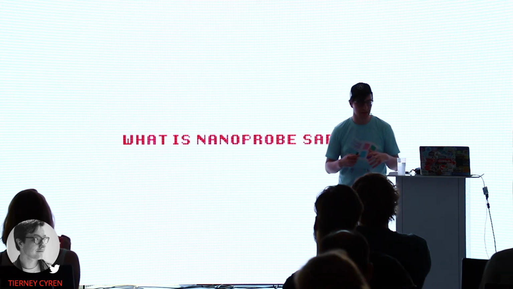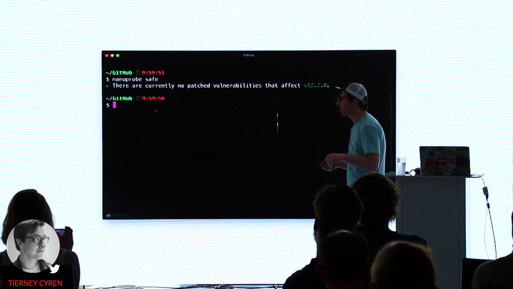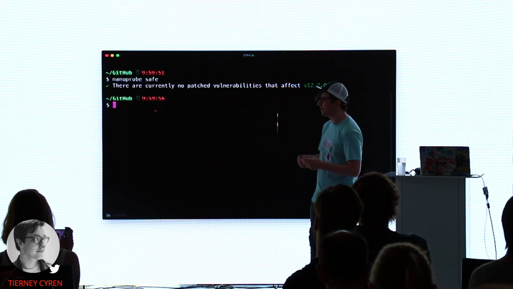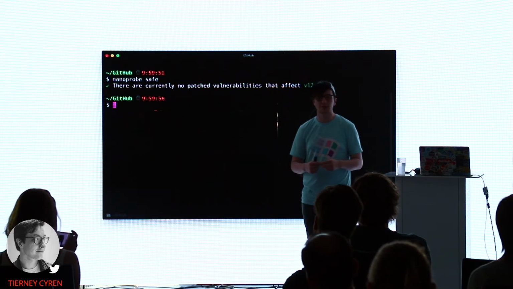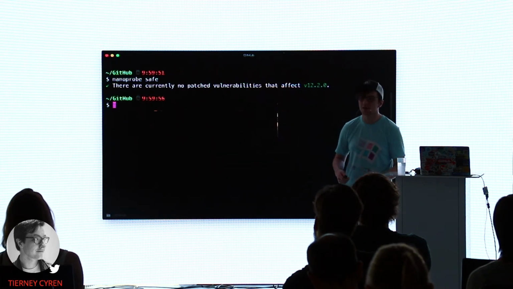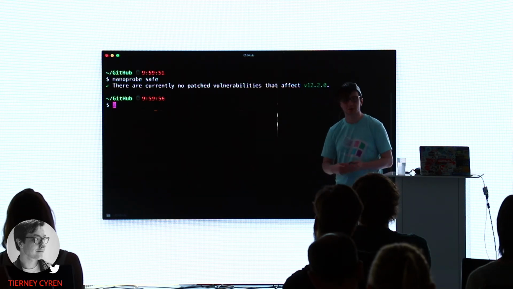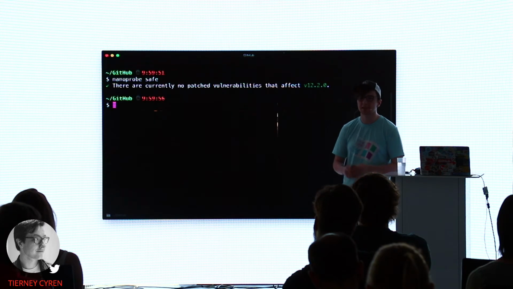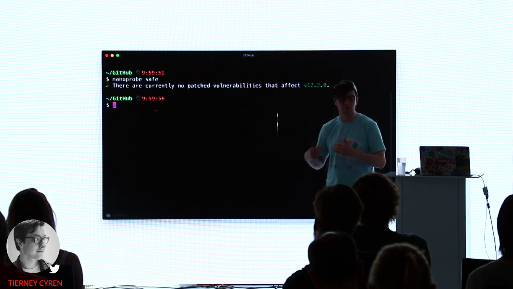So what is nanoprobe safe? Nanoprobe safe is a CLI. It's a single command. It will tell you if the version of Node you're running is safe. Specifically, if you don't pass an argument, it will just tell you if the current version of Node running on your system has any known vulnerabilities.